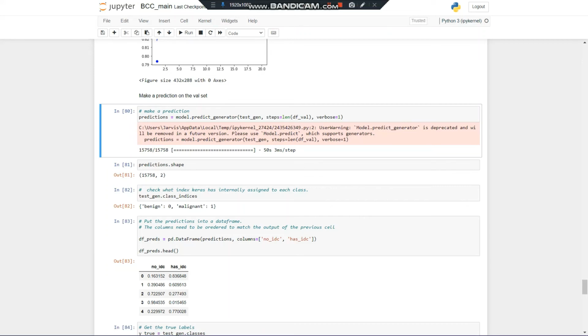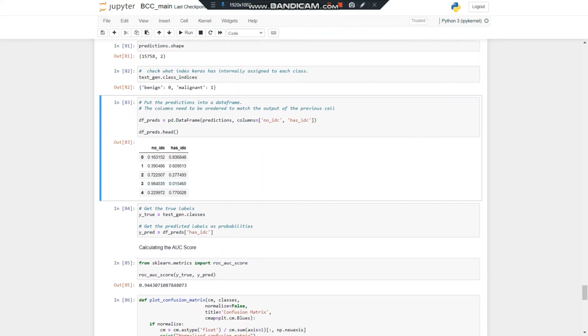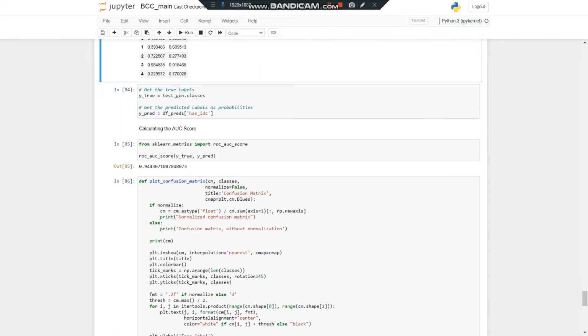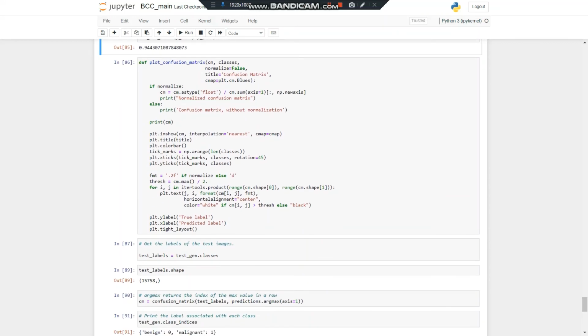The prediction function that we are using here is predict underscore generator. So now the prediction is completed and we're putting the prediction into a pandas data frame. Alright, so the AUC score, the area under curve score, is 94%. And moving to the confusion matrix part.